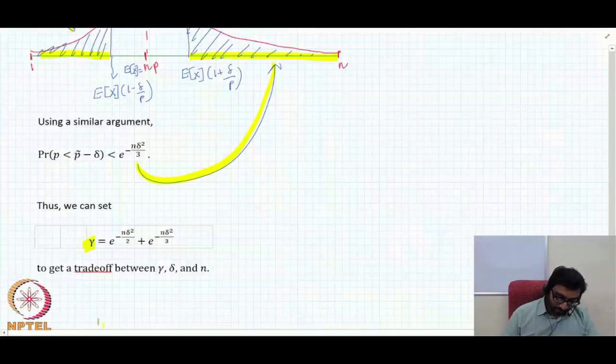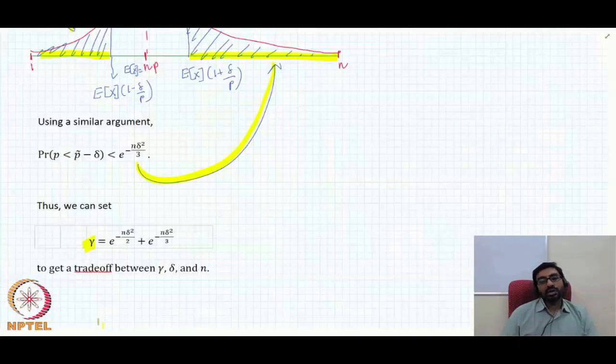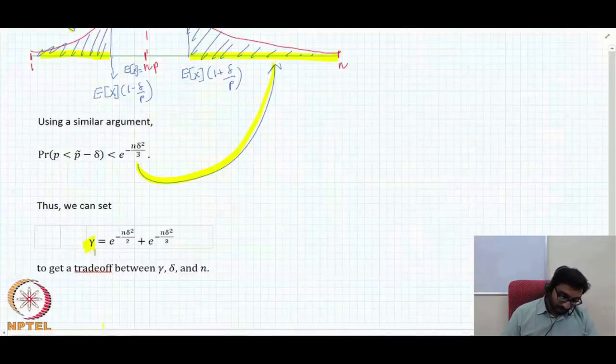Now we can get an expression for the gamma that will help us get a trade-off between all the terms we have. Let's say we set gamma to the sum of these two upper bounds on the probabilities of the bad events. So gamma is equal to e to the minus blah blah blah divided by 2 plus e to the minus n delta squared by 3. These are two upper bounds. And by setting it this way, now we can clearly understand this trade-off.